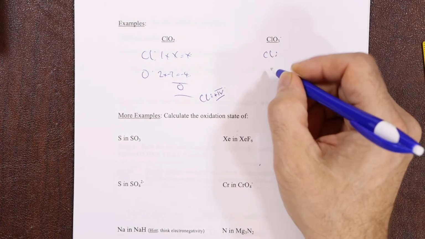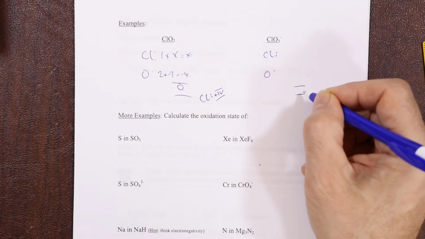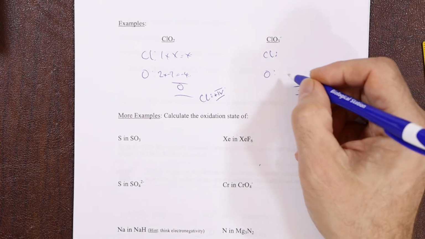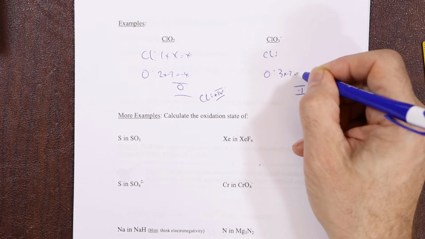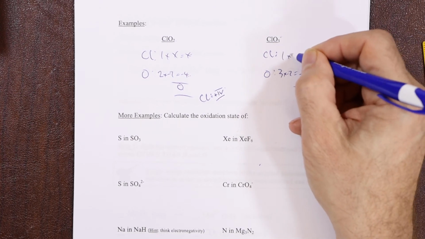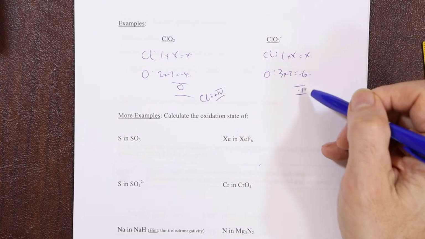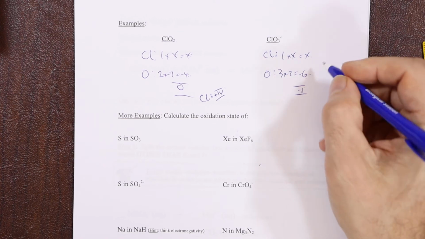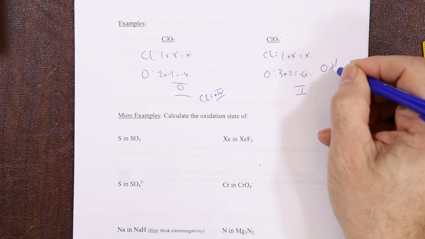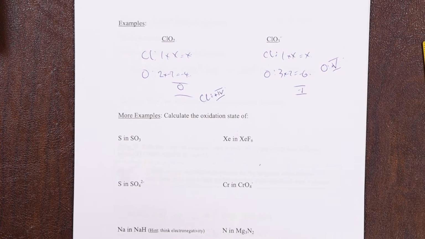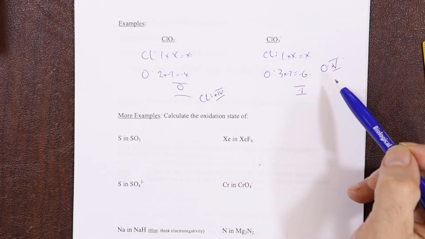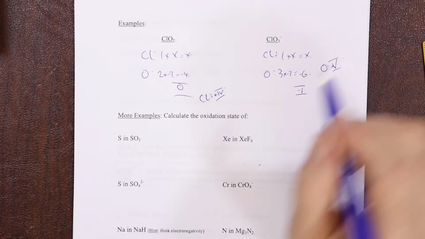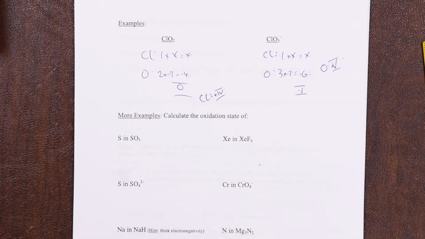So chlorine, oxygen, adds up to minus 1. Oxygen's the winner. 3 times minus 2 is minus 6. Chlorine, 1 times X equals X. Something with minus 6 makes minus 1. Obviously, chlorine is a plus 5 oxidation state. All right. A little different than the previous one. I recommend for ions always to kind of do the little math on the side.